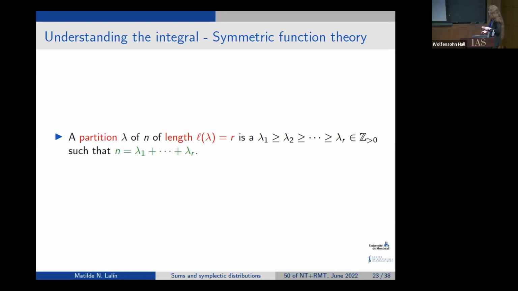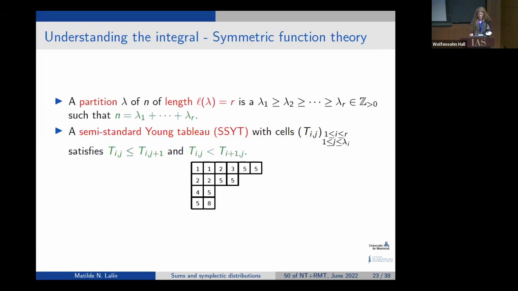So we're going to consider a partition lambda of n that has length r, say, a sequence lambda 1 greater or equal than lambda 2 greater or equal and so on up to lambda r of positive integers such that the sum is n. A semi-standard Young tableau is given. Okay, so the indexes of the cells.